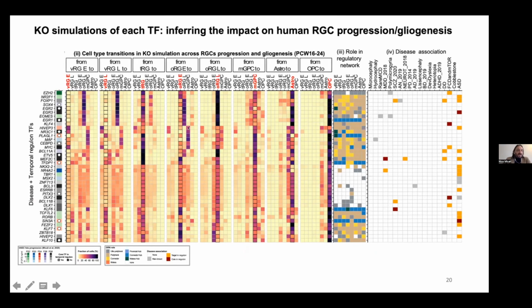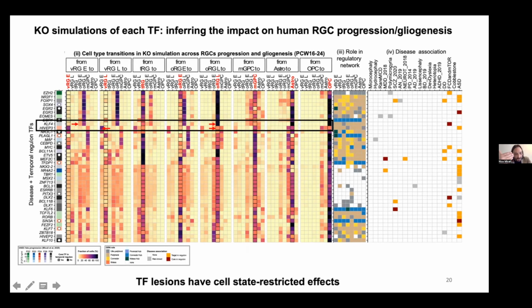And here there is the knockout simulation for each transcription factor involved in radial glia progression and gliogenesis. I want to bring your attention here to the perturbation of, for example, KLF4, which induces a depletion of these early radial glia. Instead, the perturbation of HIVEP3, another transcription factor, doesn't affect the early radial glia, but affects the late radial glia.